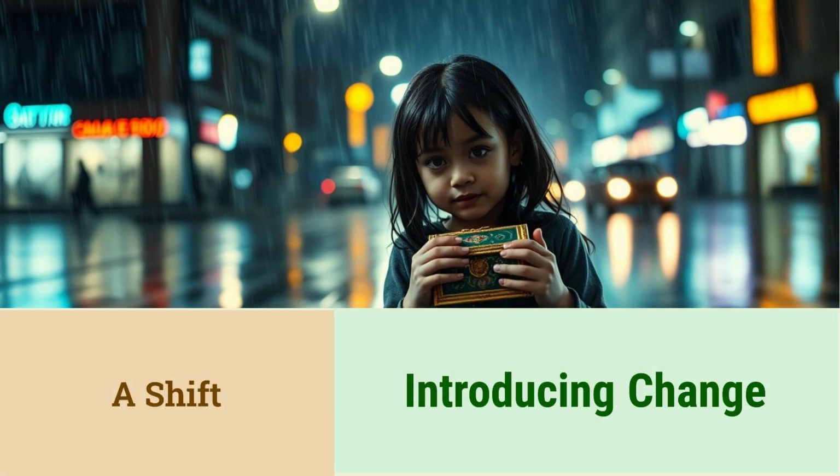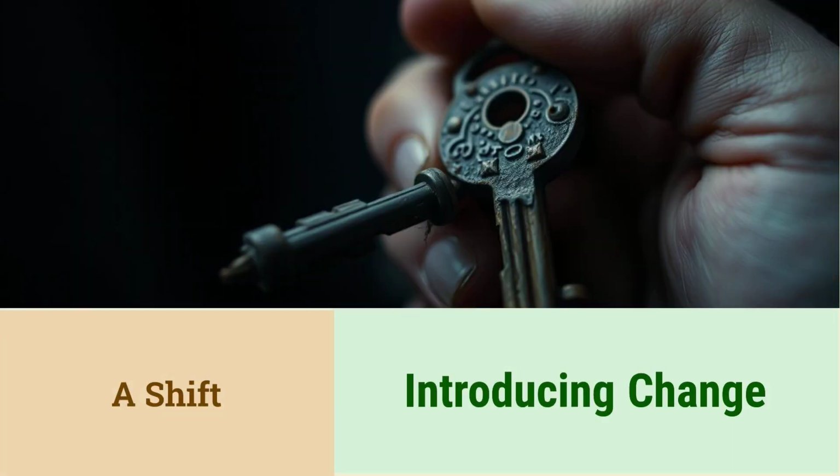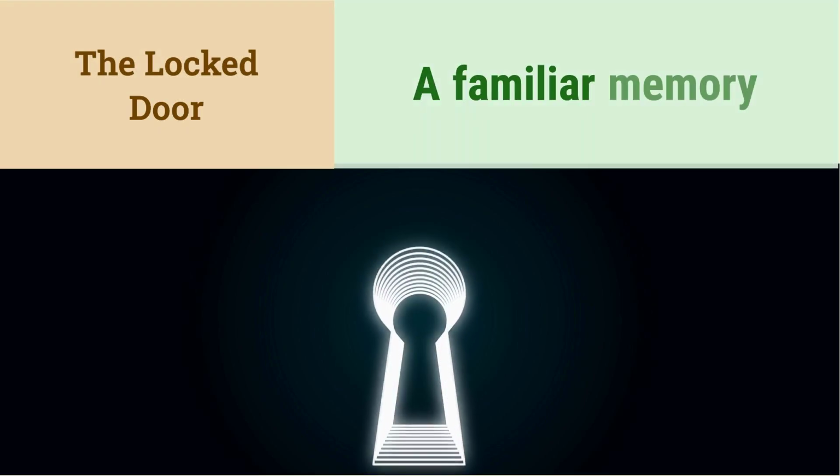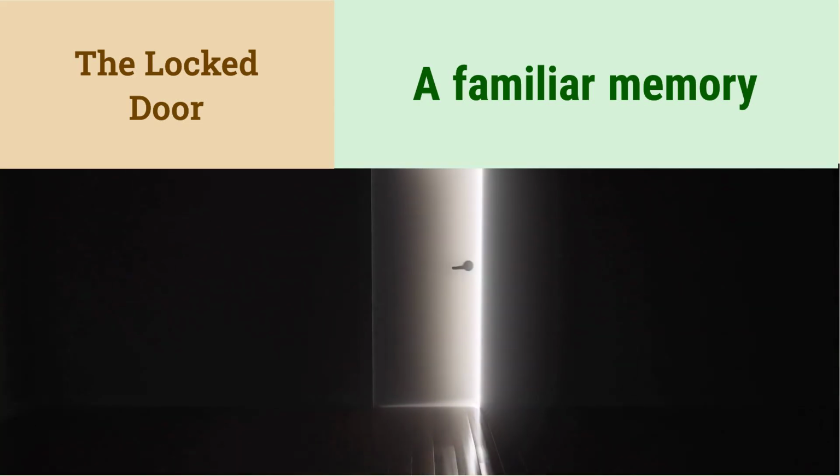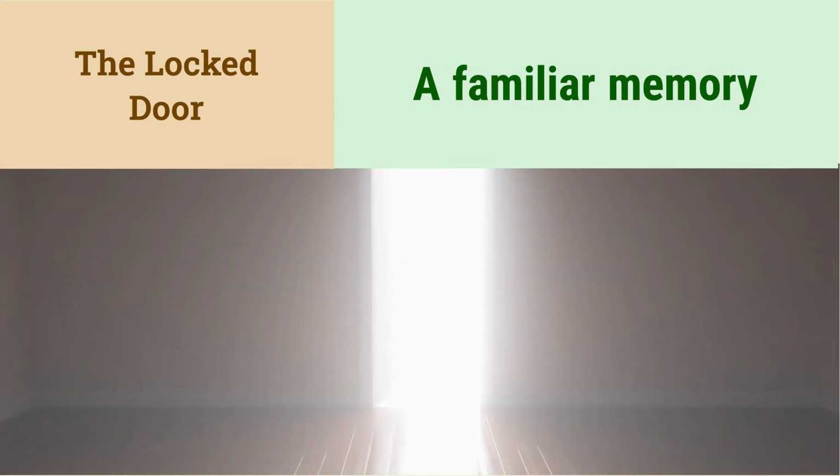Let's continue with our example. We have the girl, the rain, the box, and the trembling key. Now, let's introduce a shift. She pressed the key into the lock. Somewhere outside, the dog barked and she remembered the last time she'd opened this door.